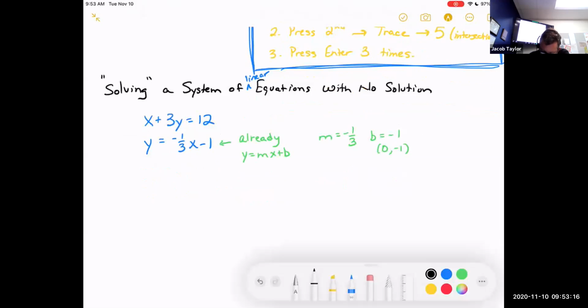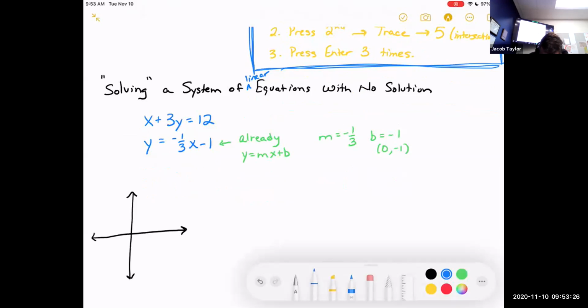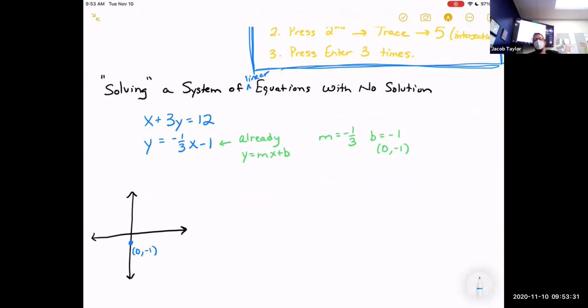So I'm going to come down here and do a really terrible sketch just so I can get an idea of what they're going to look like. So (0, -1) is where my y-intercept is going to be. And then a slope of -1/3 means down 1 and over 3. So that'll be, I'm going to guess like right here-ish. That would be at (3, -2). Again, we're doing a very, very rough sketch just to get an approximate idea of what they will look like.